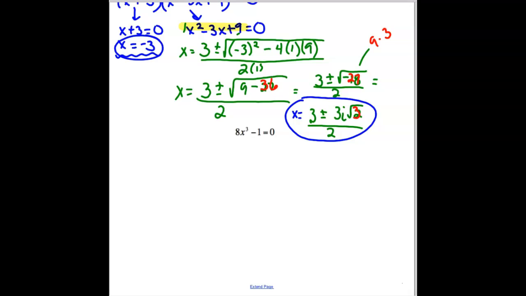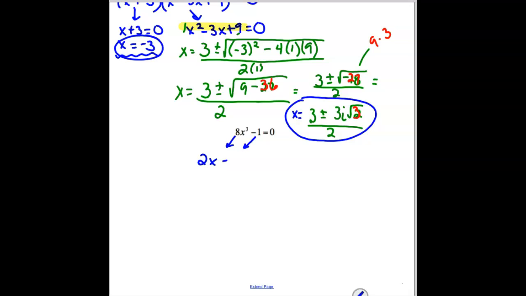All right, our next example. We have 8x cubed minus 1 equals 0. We're going to factor that. It's a difference of 2 cubes. Our 8x cubed cube roots into 2x. The cube root of negative 1 is just negative 1.